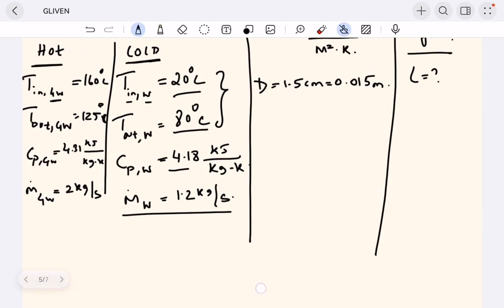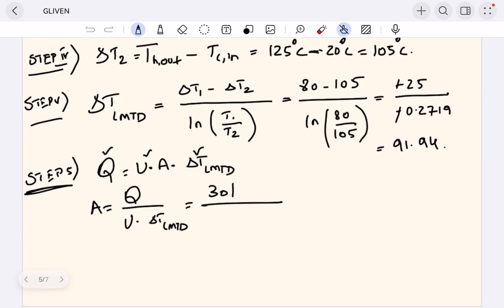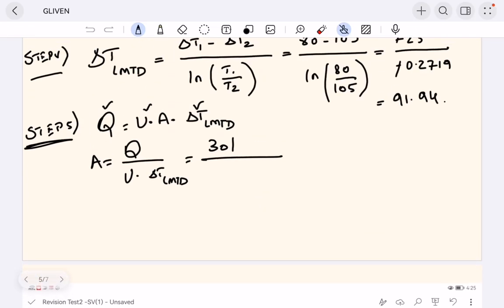U is 640. So let's write it here, 640, and delta T LMTD is 91.94. So you calculate, you should get somewhere about 5.12 square meters.